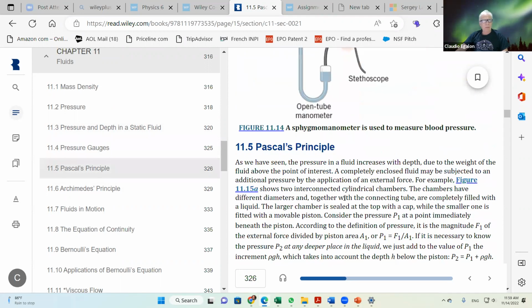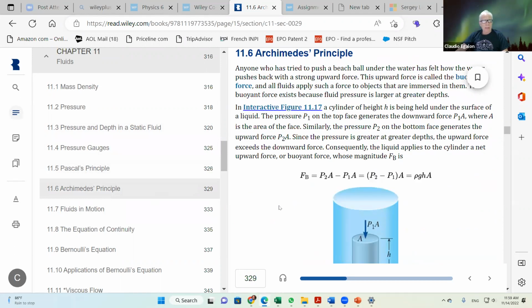We're going to skip Pascal's principle and go straight into Archimedes' principle next time. Any questions?